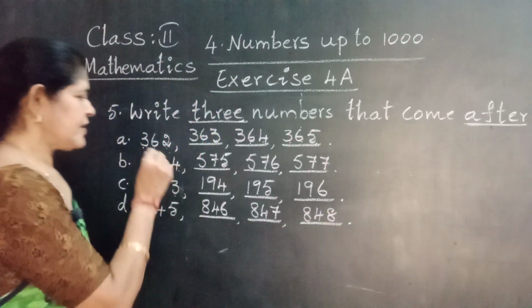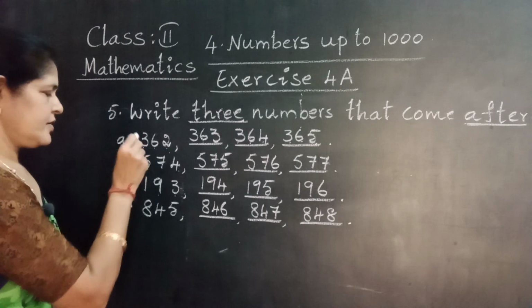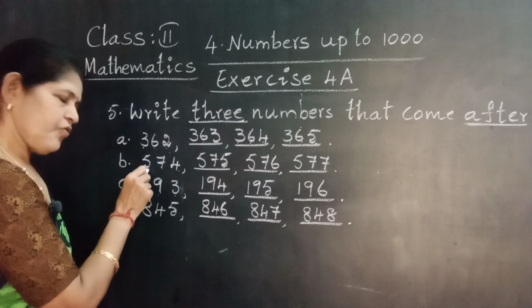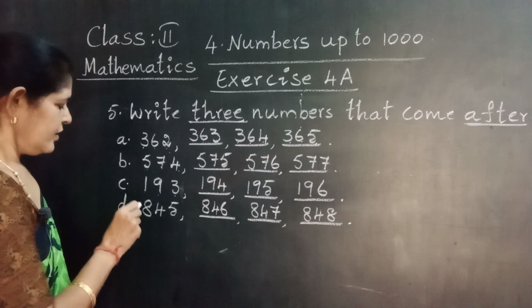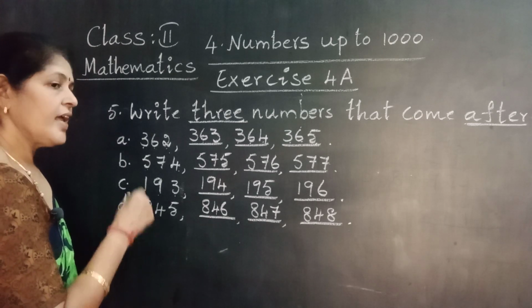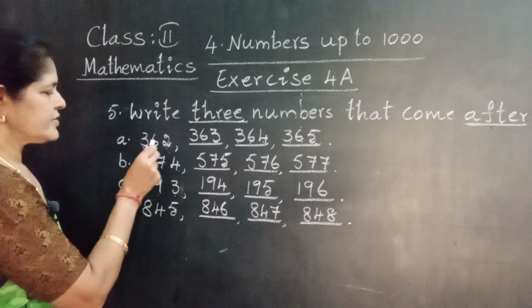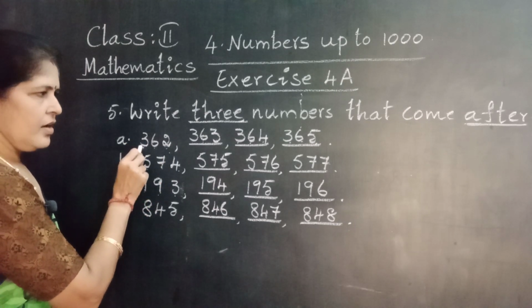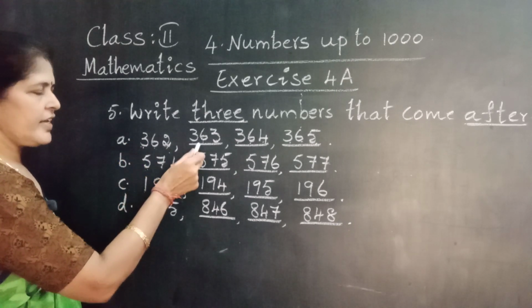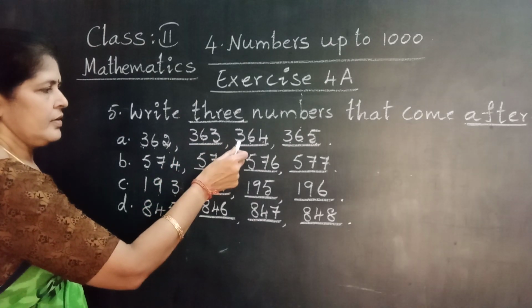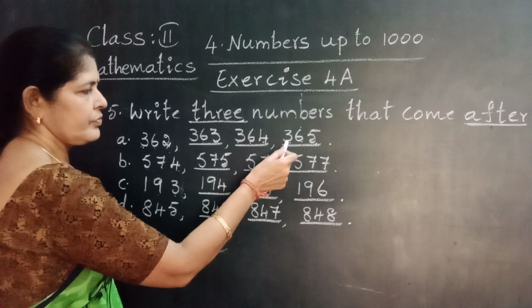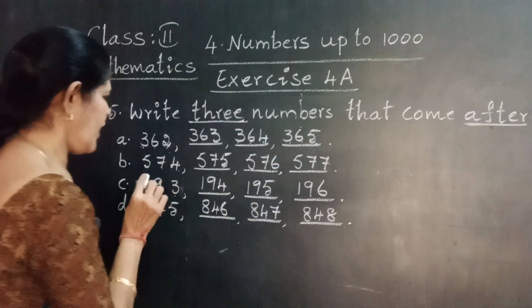First number starts with 300s. Second number starts with 500s. Third number starts with 100. Fourth number starts with 800s. Ones, tens, hundreds. Okay, 362. Read this number. 363. 364. 365. Now read this number.